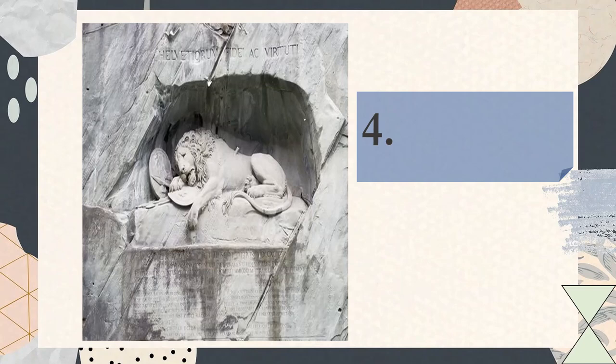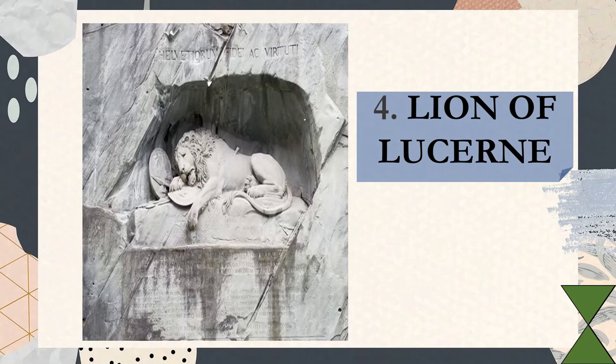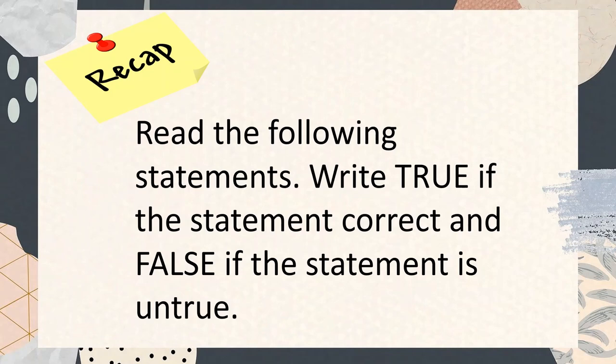Next, 4. What do you call this artwork? Wow, that's right! This artwork is called Lion of Lucerne. Now, let's have a review on our previous lesson.